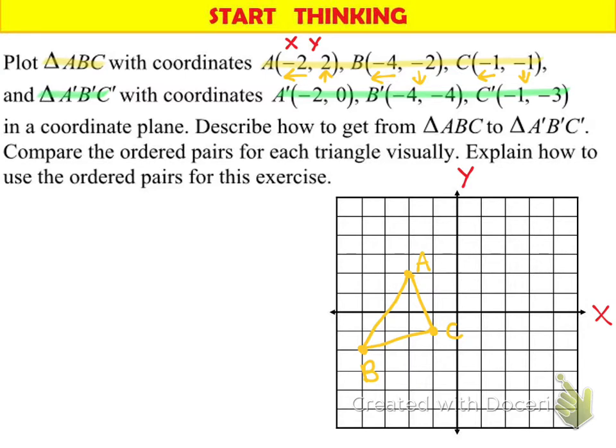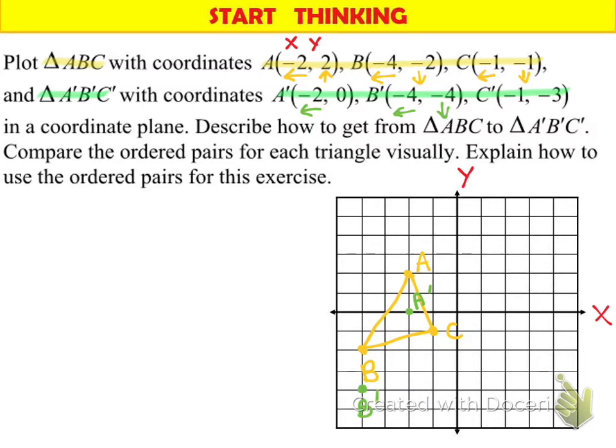All right, and then for the second, we got -2, 0. So the left 2 and then up 0. So left 2, up 0. Make sure you name it A prime. That's an A and an apostrophe. A prime. We got -4, -4. To the left 4, down 4. So 1, 2, 3, 4. Down 1, 2, 3, 4. B prime.